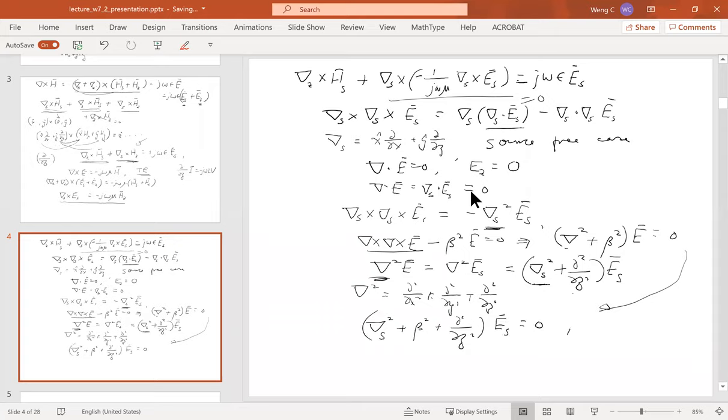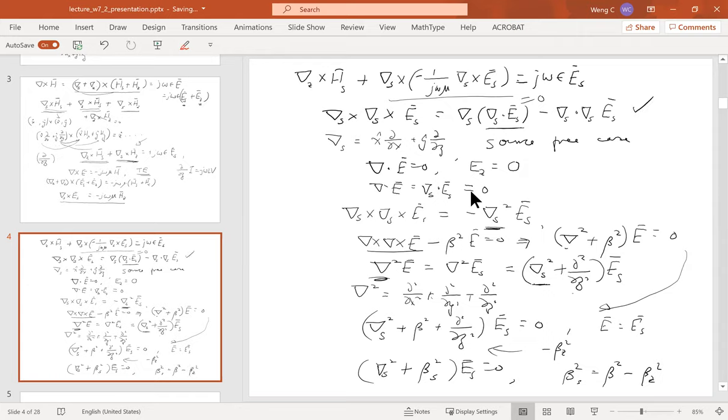E is E_S, because there's no E_Z component. But what is partial squared partial z squared? Assuming that we have a waveguide mode in this waveguide, partial squared partial z squared just becomes minus beta_z squared. So I would have the transverse Laplacian plus this transverse wave number, acting on E_S, equal to zero, where I have done a quick substitution that this is equal to the total beta squared minus beta_z squared.